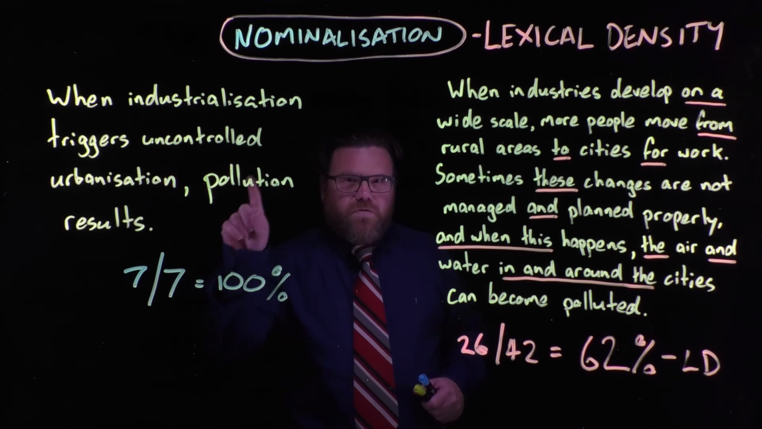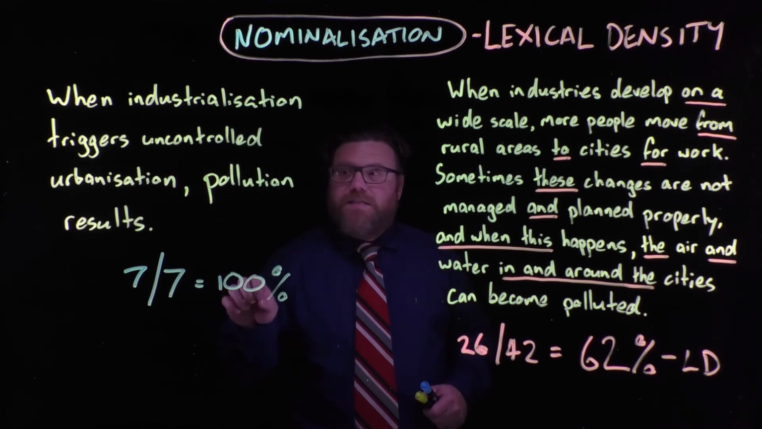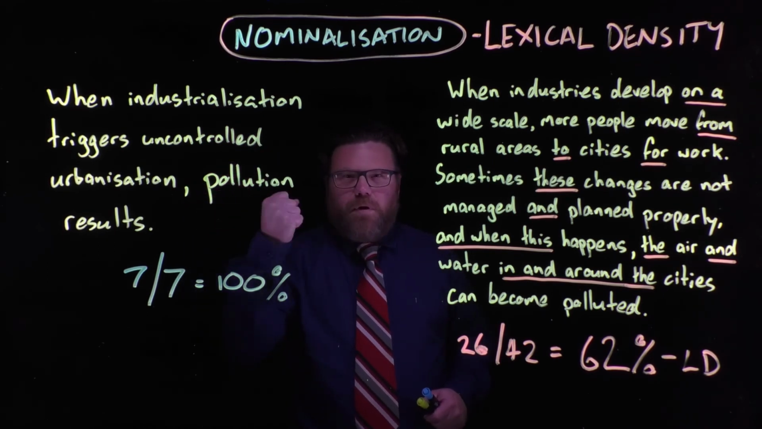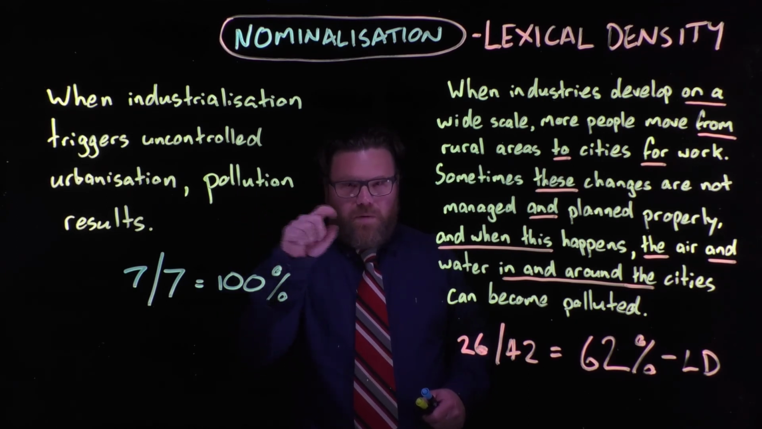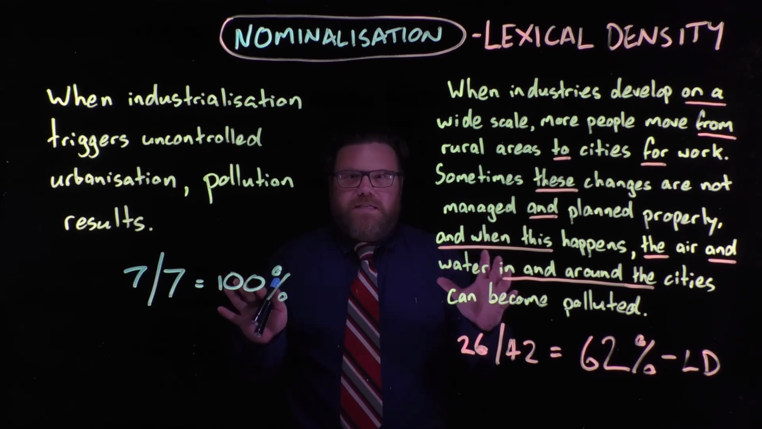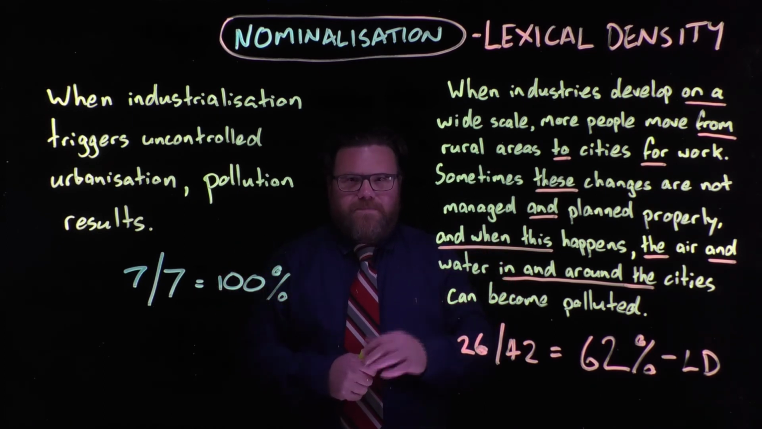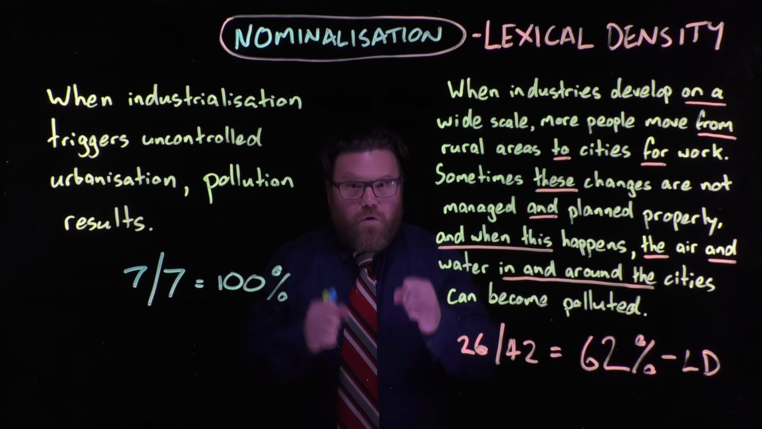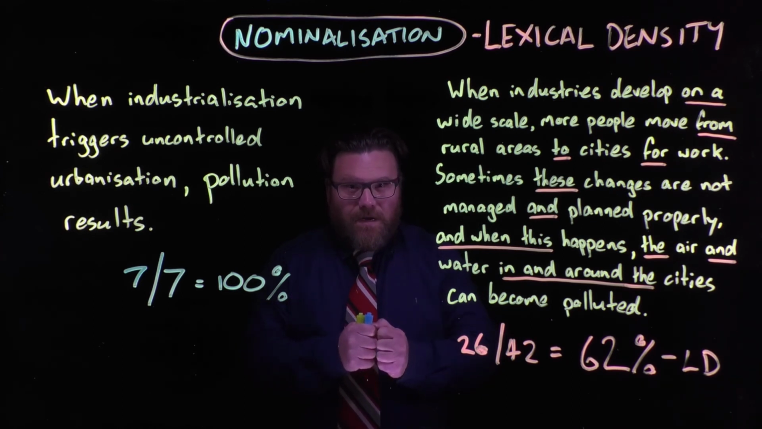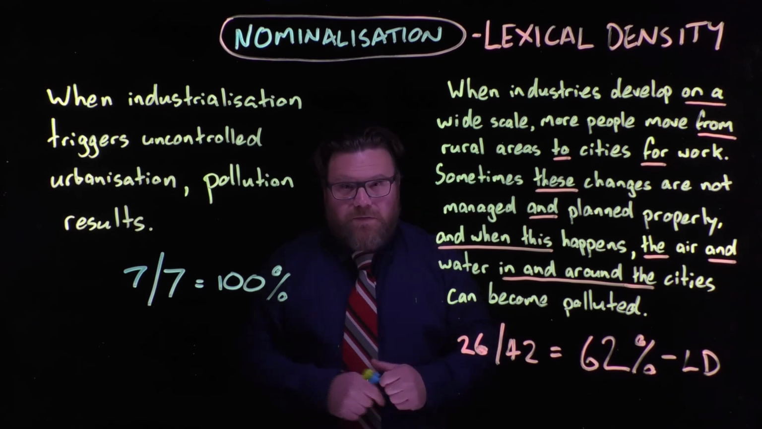And the reason it's shorter, it doesn't lose any meaning, it's just that the meaning has been packed into these nominalisations, like industrialisation, urbanisation, and pollution. You can see they're often ION words too, shun words. So that is lexical density achieved through nominalisation. And that is how you pack more meaning into your writing, which if you're in a high school in New South Wales and you're going for a band 6, that's exactly what you want to do.